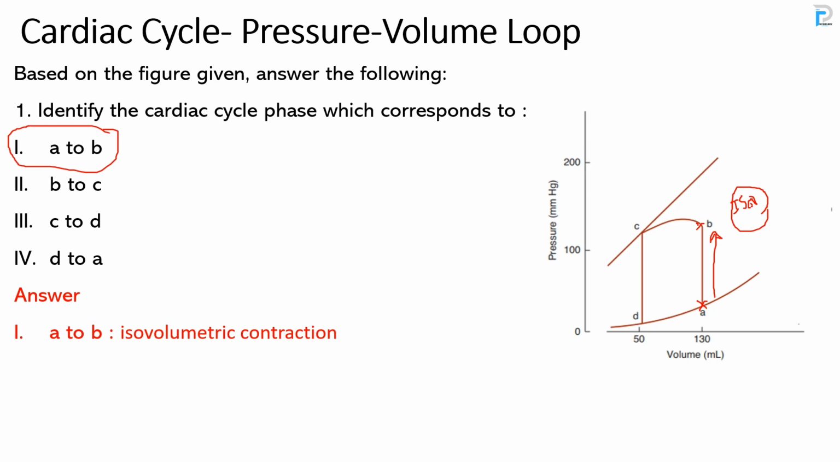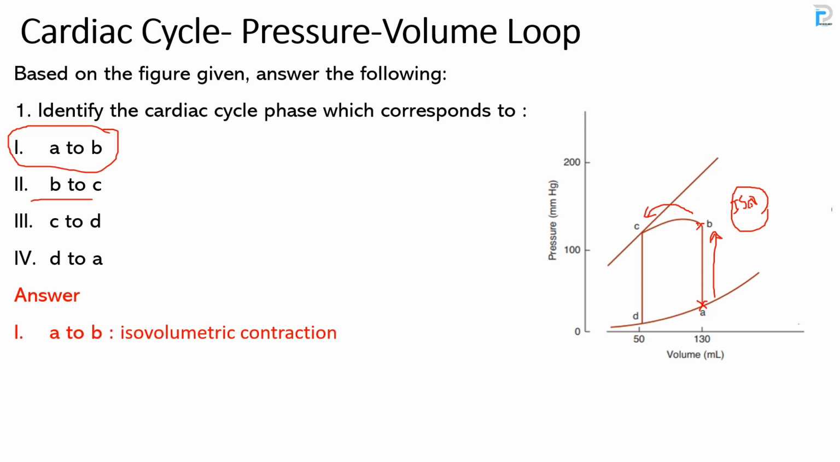Second question here: which phase corresponds to B to C? So let's look at B to C. What happened in B to C? You can see here the volume is changing. We see here the volume at B was 130 and it goes to C, which is around 60 ml. So there is a decrease in volume. And the pressure is high during that phase, but we see at the beginning of the phase the pressure is higher as compared with the later part of the phase.